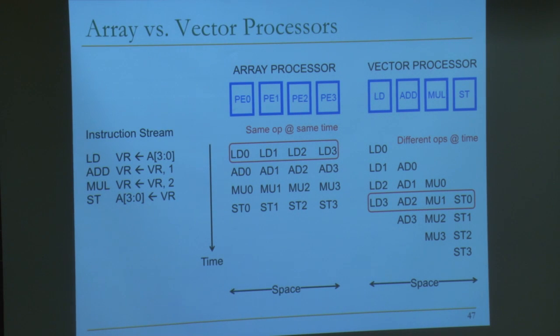And if you look at space, in an array processor, you have different operations at the same space, whereas in a vector processor, you're always doing the same operation at the same space. So you save space here. Whereas here, you'd better be able to have the ability to do different operations in the same space. OK, so this is the fundamental distinction between these two. As I said, we're going to see today's processors doing both.